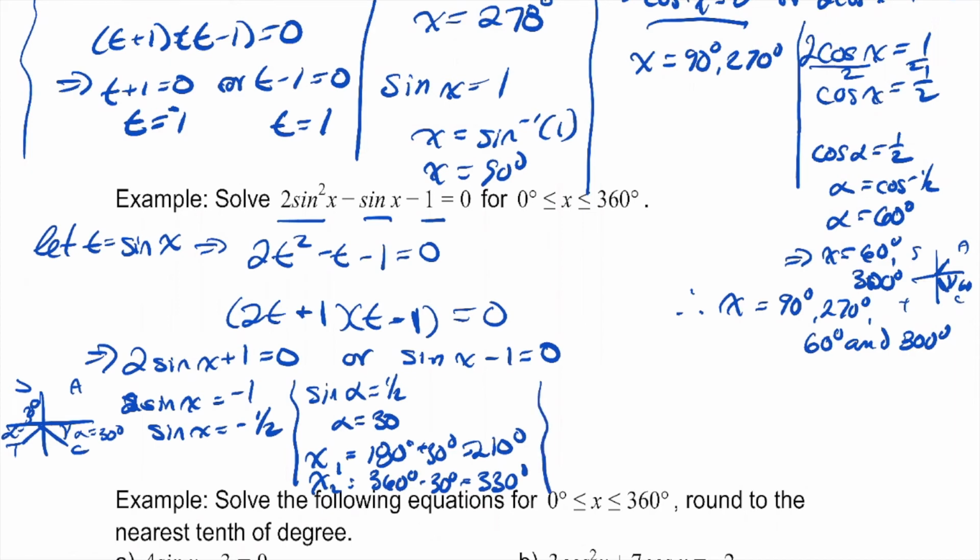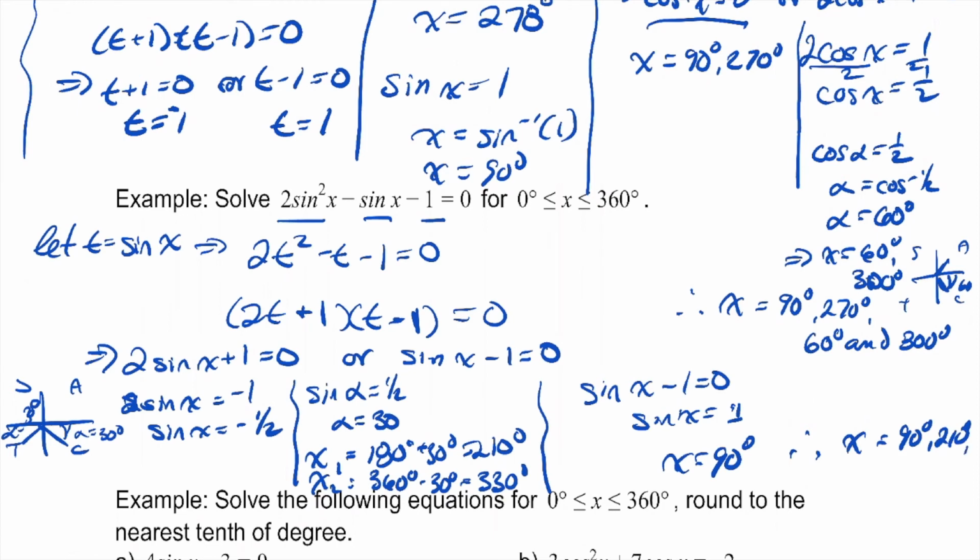Okay, fortunately the other one is a little bit shorter to do. Let me do that over here. Sine of x minus 1 is equal to 0. That means sine of x is equal to 1. In this case, sine hits 1 when x is 90 degrees. So therefore, our final answer is that x could be 90 degrees, 210 degrees, and 330 degrees.